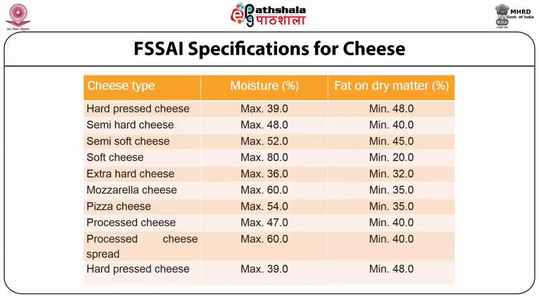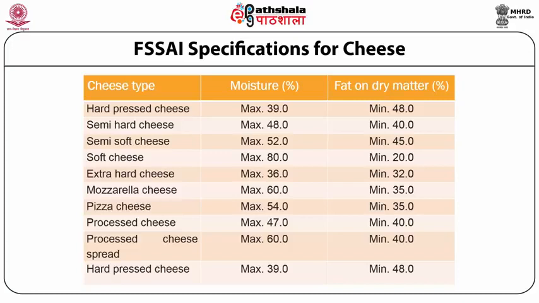For soft cheese, the moisture content here will be much higher, that is maximum 80, whereas the fat on dry matter is one of the least, that is minimum 20% fat on dry matter. For extra hard cheese, the moisture content is maximum 36, while the minimum fat on dry matter is 32%.